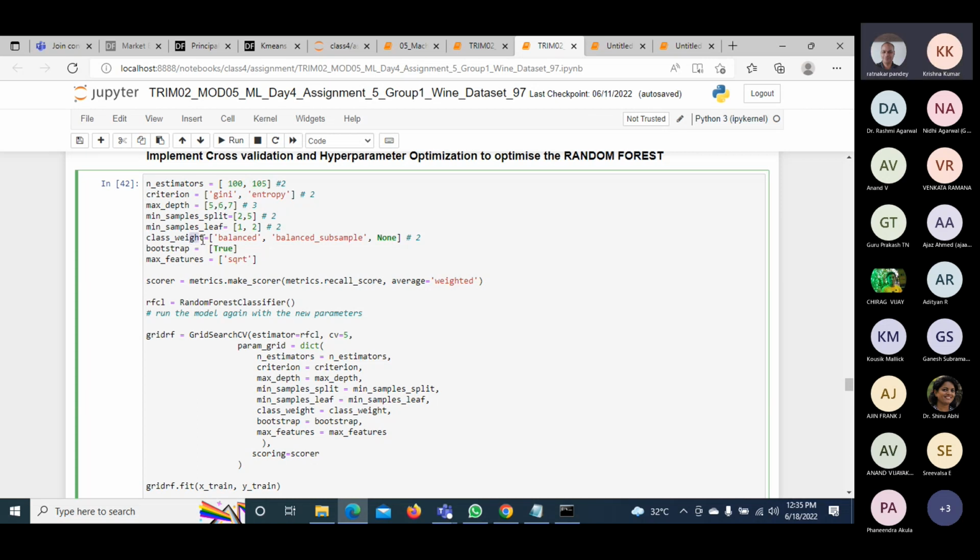So for example, even if you see the class weight, I try to do everything. Even the square root, I do some other things also. Sometimes bootstrap, sometimes without that. So I try to do all of these.